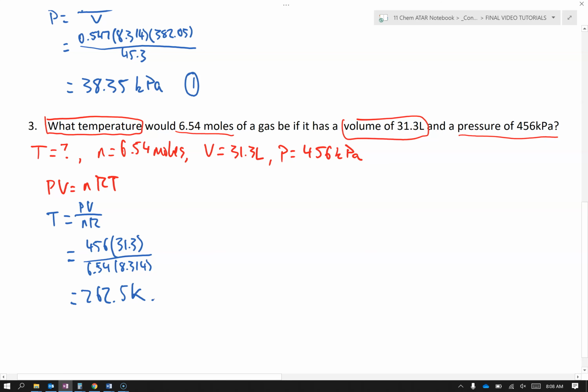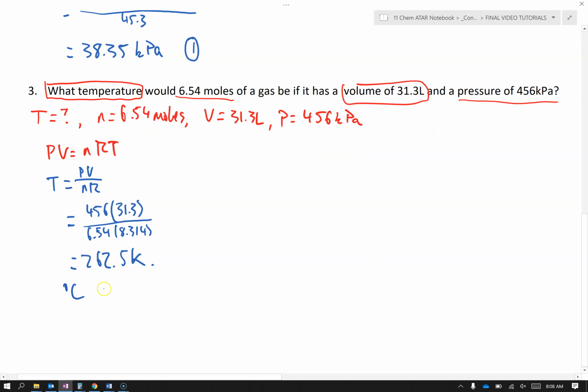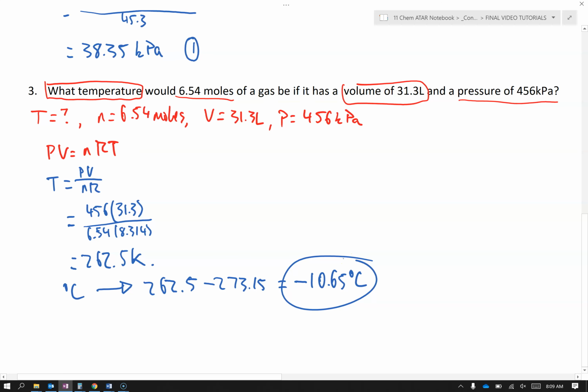Now, this doesn't actually tell us in degrees Celsius or in Kelvin. I'm going to go ahead and move it to degrees Celsius because I think that is a better unit. But it doesn't actually matter. And if the question doesn't ask you, it actually doesn't matter. But we're just going to do it here just to make sure we're on the same page. 262.5 minus 273.15 will give me my value in degrees Celsius, which is negative 10.65 degrees Celsius. So even though this is probably actually a better answer as Kelvin, that is how we would work it out in degrees Celsius.